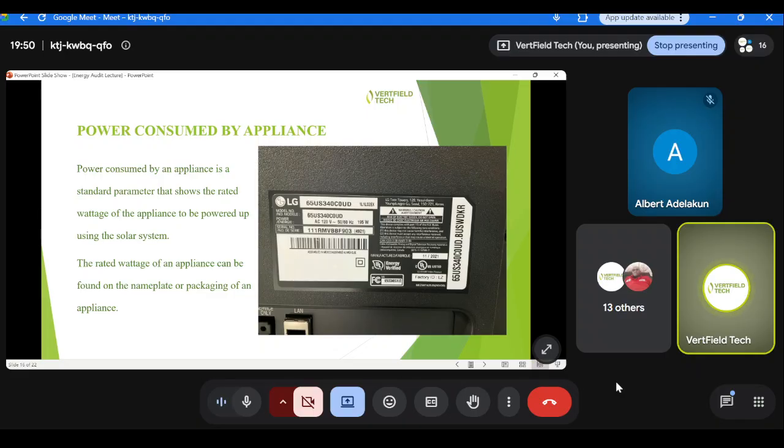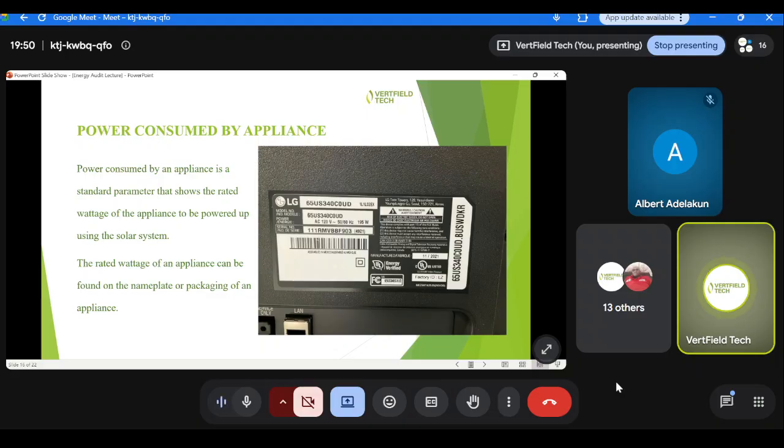The power consumed by an appliance tells you the rated wattages of each and every appliance. Now the question is, how do you get the power consumption of these your appliances? How do you get the power consumed by each and every appliance? It is gotten from the nameplate of each and every appliance.